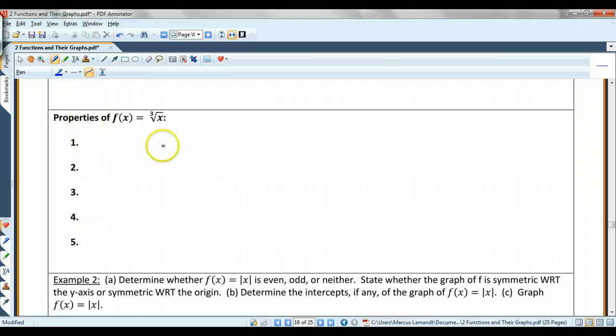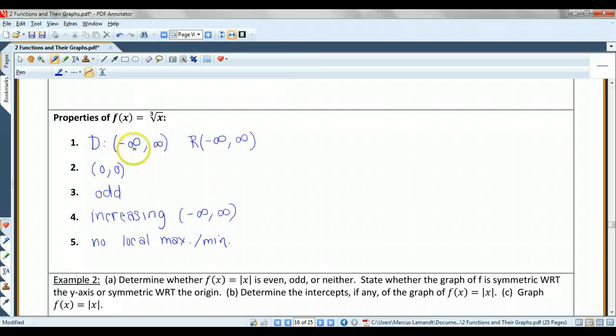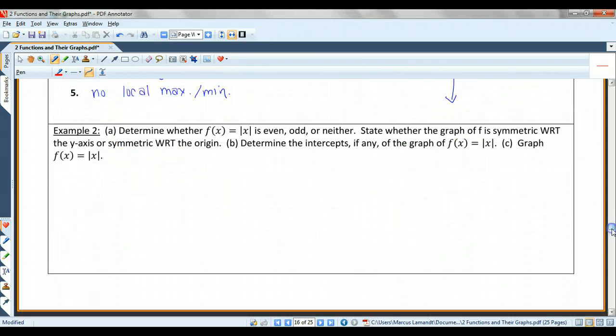So let me give you the properties of cube root. Okay, the domain is from negative infinity to infinity. The range is also from negative infinity to infinity. It only has one intercept. The x and y intercept are 0, 0. It's odd. It's increasing all the way, and it has no local max or min. Alright, and the graph looks something like this. Alright, looks something kind of like this. Alright, once again, go ahead and just cross this one out.